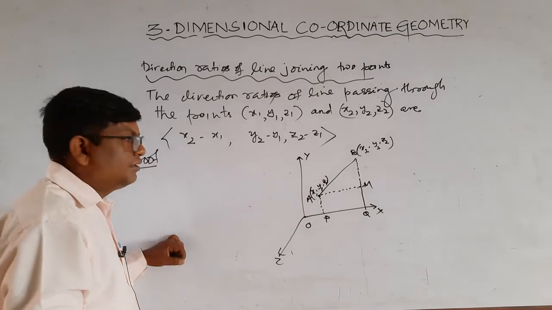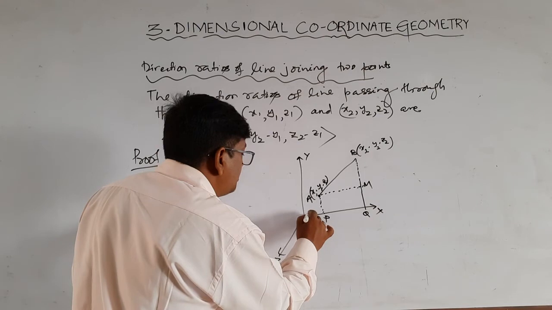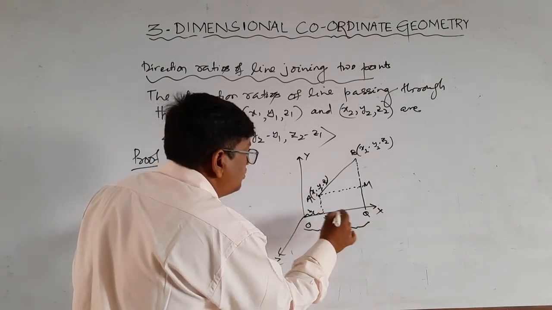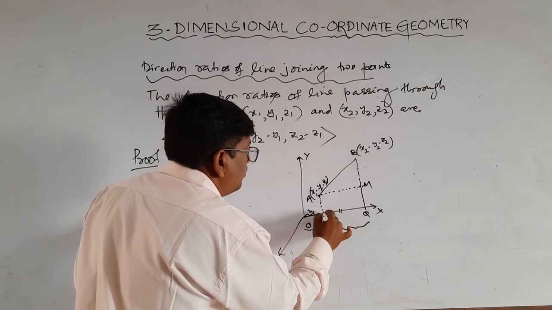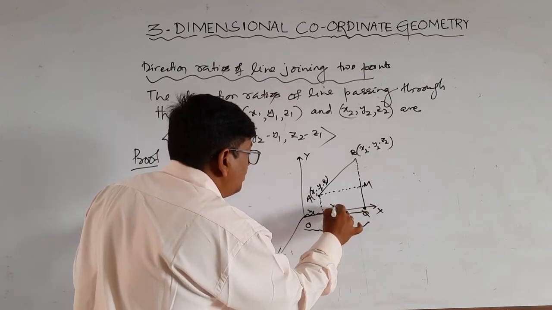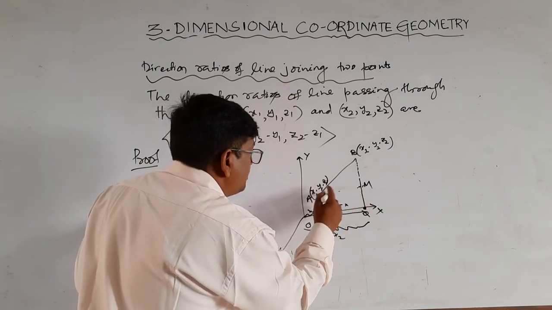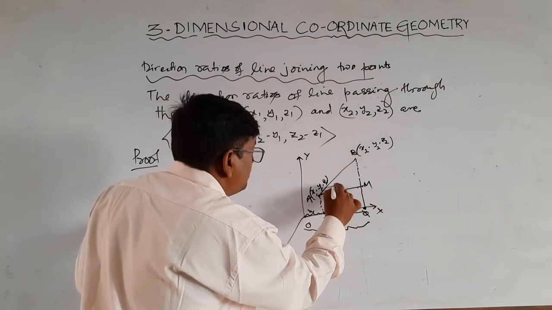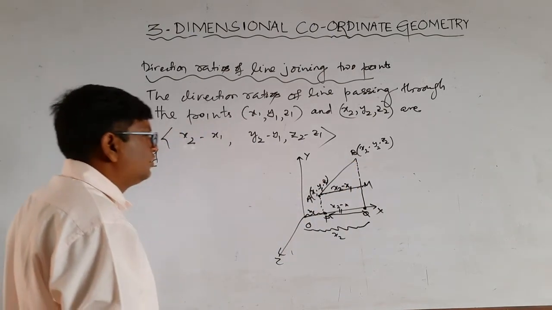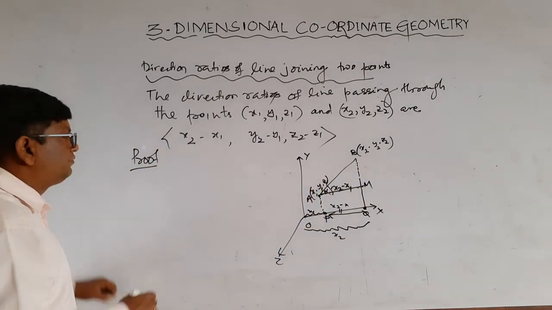From the figure, OP is equal to x1, and the total is equal to x2. Therefore PQ is x2 minus x1. So this is also x2 minus x1. This length is also x2 minus x1. Clear? From the figure, and this is suppose alpha.